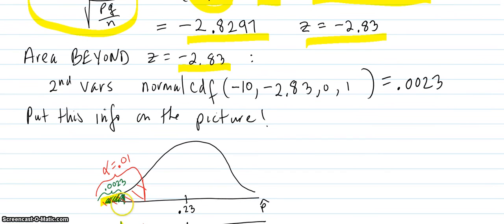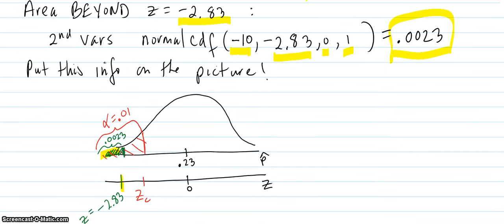This time we're in the left tail. So I'm going to do my normal CDF, going all the way to the end of the left tail. This negative 10 is not really at the end, but it's so far out to the left, there's hardly any area there. And going up to negative 2.83 to find the area in the left tail beyond negative 2.83. And you get your 0, 1. And that probability is 0.0023.